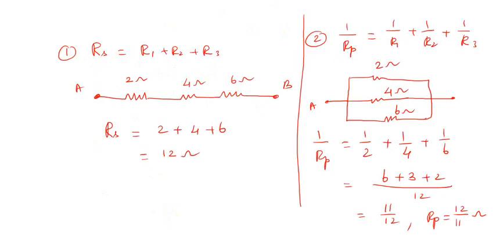So here what we understand is that when the given resistors are connected in series, we get a higher effective resistance value. In case the given resistors are connected in parallel, we get a lower value. Okay, that logic also we should understand.